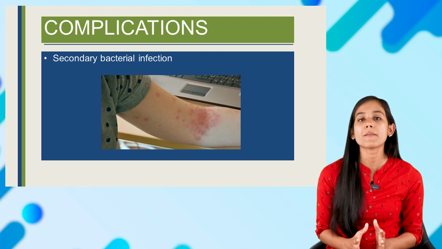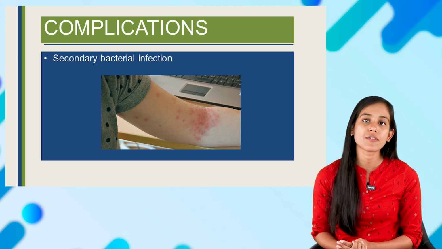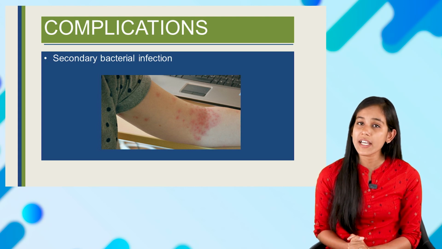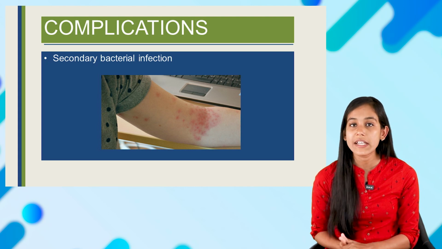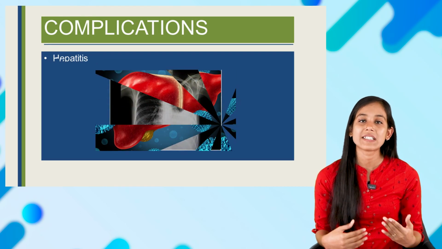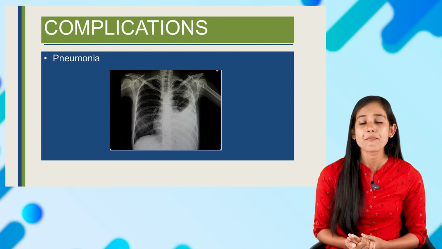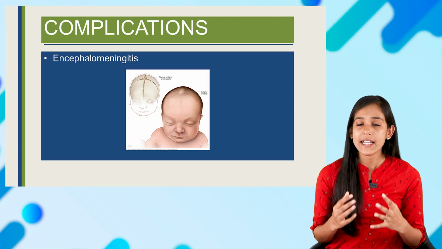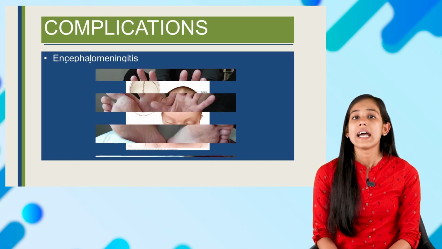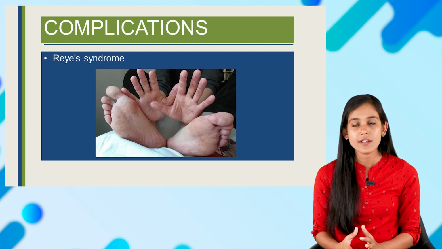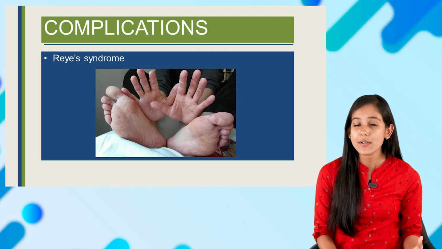So the most common complication of chickenpox is secondary bacterial infection. If there is secondary bacterial infection to the liver, there would be hepatitis. Also, if it affects the lungs, there could be pneumonia. And if it affects the brain or the meninges, then there could be encephalomeningitis.